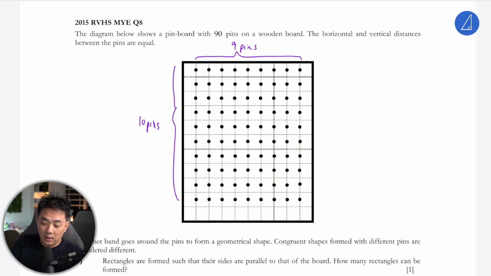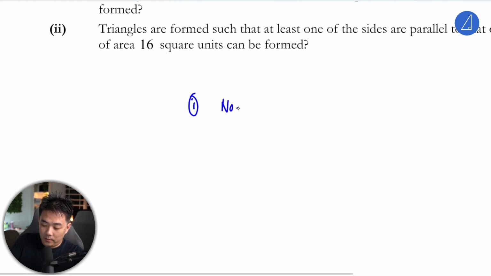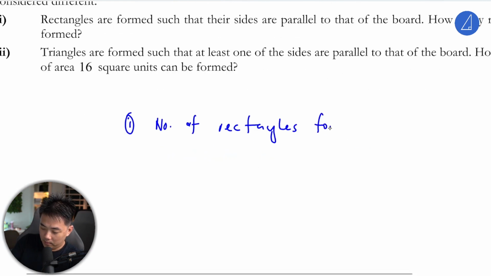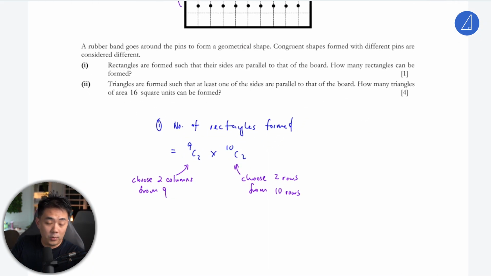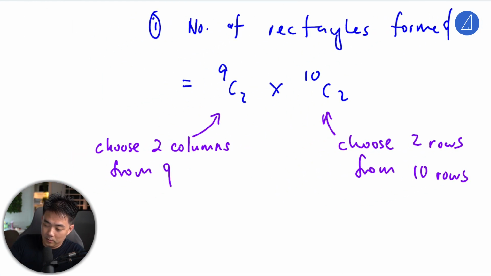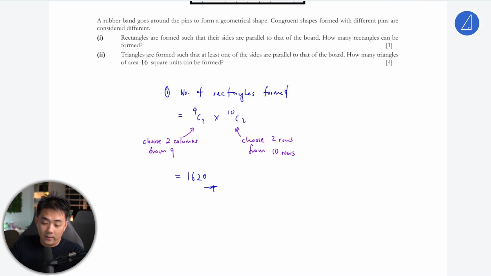So the number of rectangles formed is 9 choose 2 times 10 choose 2. The first part is pretty okay. You just key into the calculator, 9 choose 2 multiplied by 10 choose 2. There will be 1620.